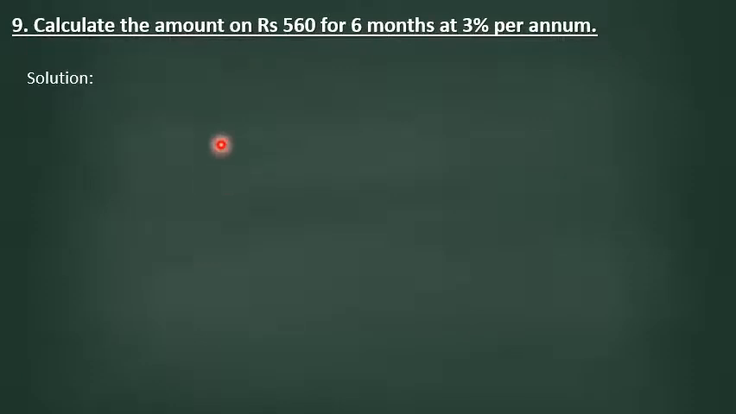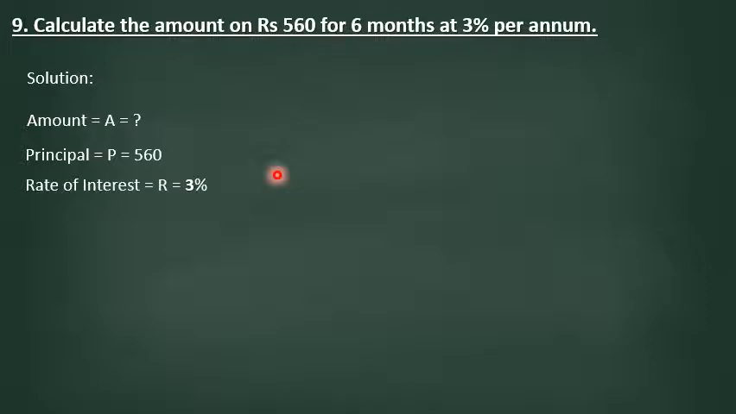Now students, we are going to solve the question number 9. Calculate the amount on rupees 560 for 6 months at 3% per annum. Now students, we are going to calculate the amount. So amount will be equal to principal plus interest. So for this we are going to calculate first interest. Amount humne calculate karni hai. The principal is given, that is equal to 560. The rate of interest is also given, which is equal to 3%, and the time is equal to 6 months. So we are going to convert the months into years. So it will be equal to 1/2 year.